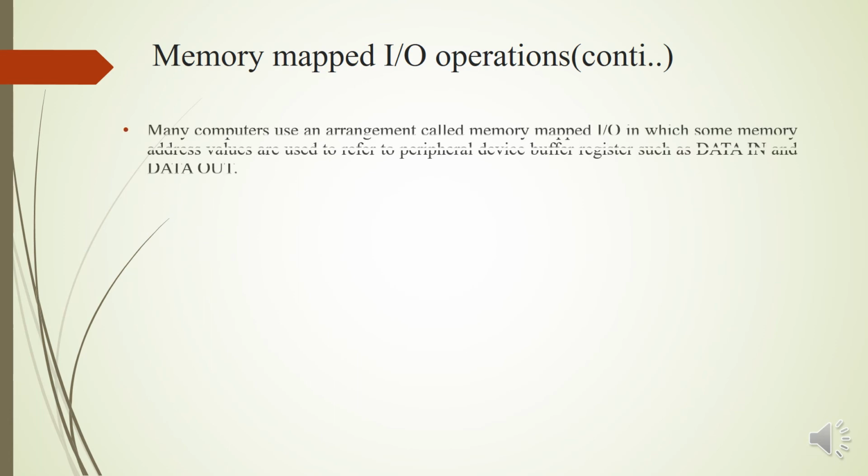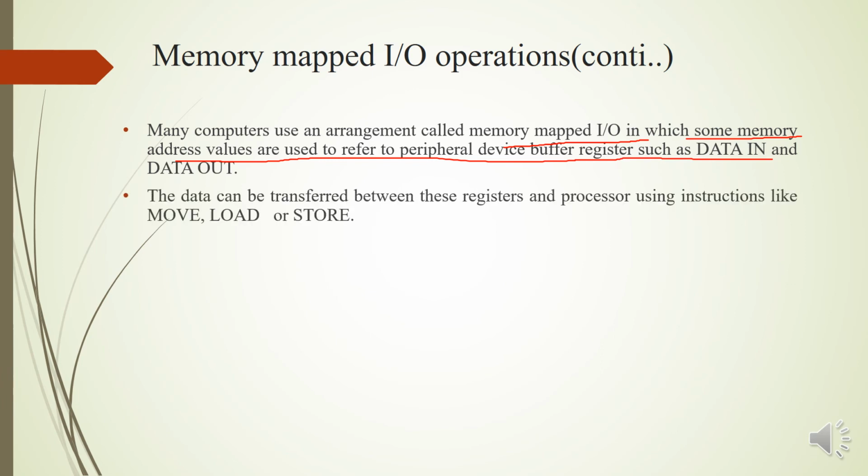Continuing with the memory mapped I/O operations, many computers use an arrangement in which some memory address values are used to refer to the peripheral device buffer registers such as data in and data out. The data can be transferred between these registers and the processor using instructions like move, load and store. Example: move byte data in, R1. Here, the content of the data in buffer register after the valid input from the keyboard is transferred to R1.